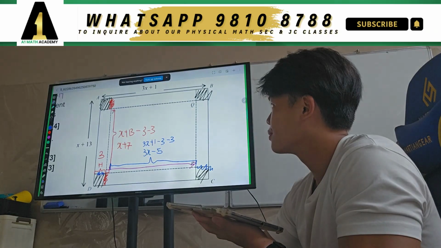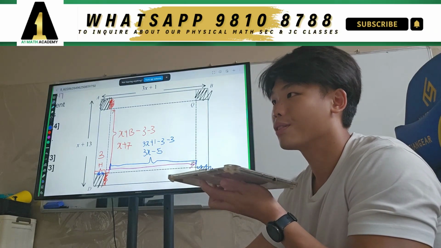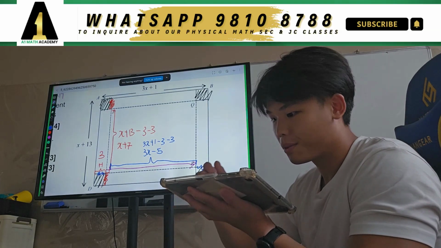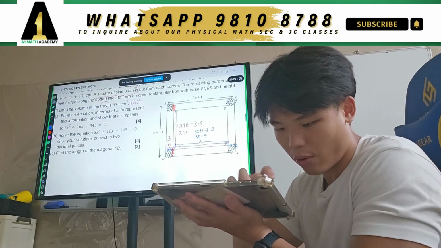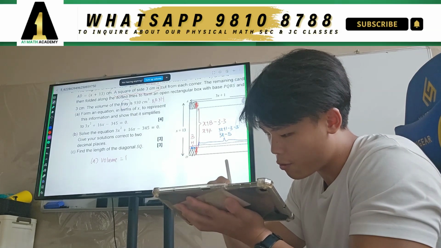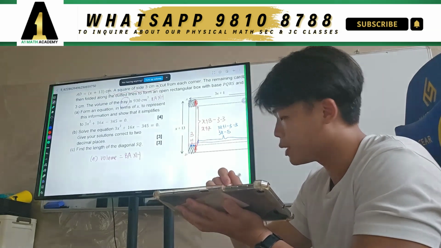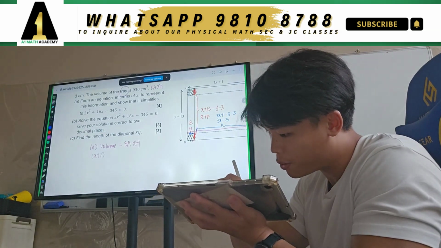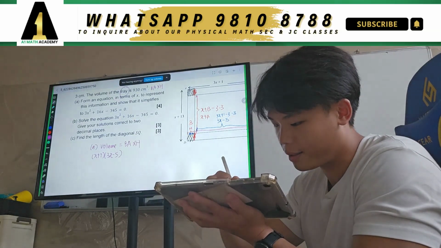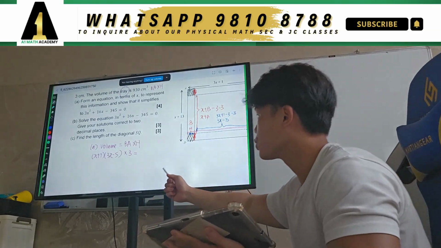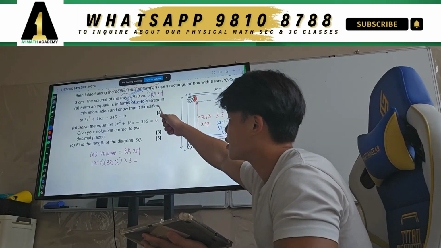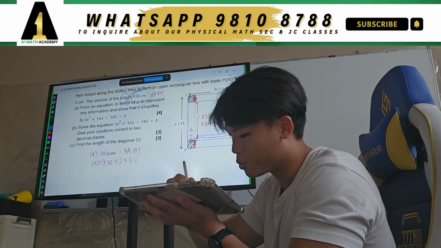So how to find the volume? We just take base area times height. For A here, the volume is base area times height. So my base area is x plus 7 times 3x minus 5, and my height is 3. And this whole thing equals 930, given by the question. The whole volume is 930.